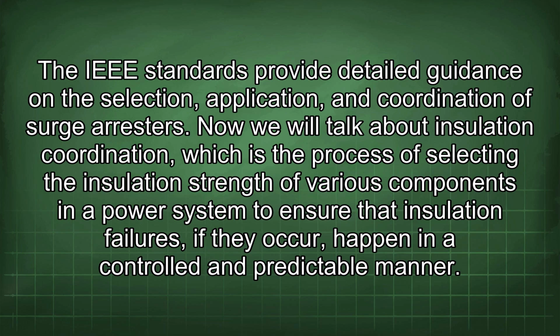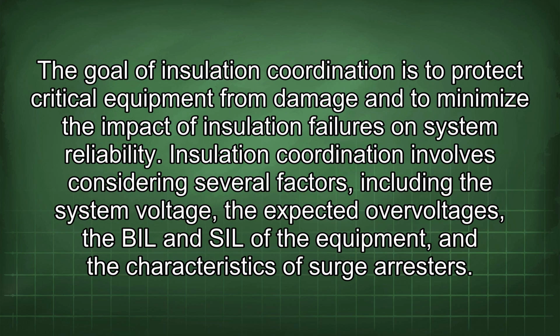Now we will talk about insulation coordination, which is the process of selecting the insulation strength of various components in a power system to ensure that insulation failures, if they occur, happen in a controlled and predictable manner. The goal of insulation coordination is to protect critical equipment from damage and to minimize the impact of insulation failures on system reliability. Insulation coordination involves considering several factors, including the system voltage, the expected overvoltages, the BIL and SAL of the equipment, and the characteristics of surge arresters.